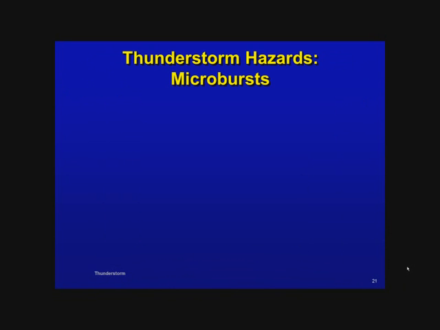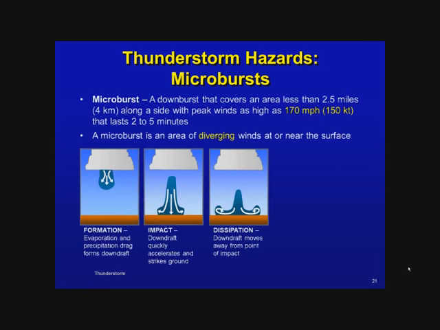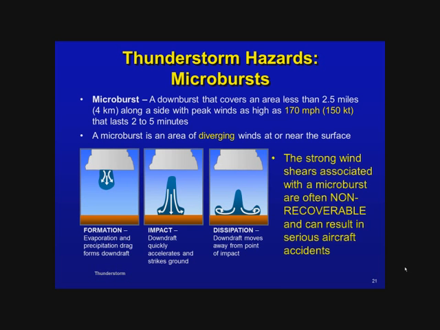With a thunderstorm, wind shear is usually found in two forms, either a microburst or a gust front. A microburst is a downburst that covers an area of less than 2.5 miles along the side with peak winds as high as 170 miles per hour that last 2 to 5 minutes. It's an area of diverging winds at or near the surface. The main point to be remembered about microburst activity is that the strong wind shears associated with a microburst are often non-recoverable and can result in serious aircraft accidents.